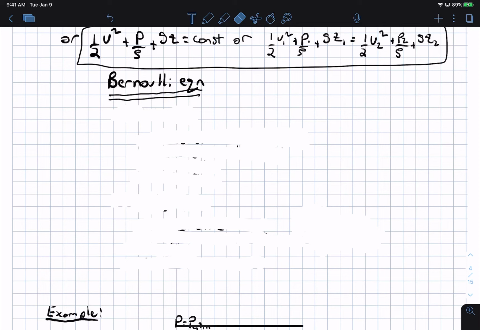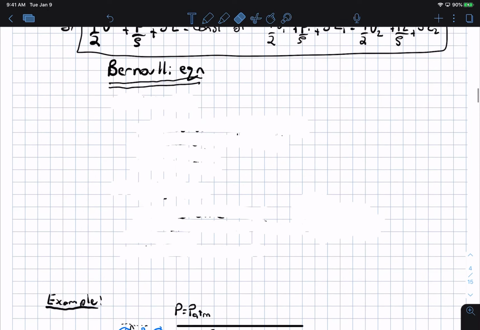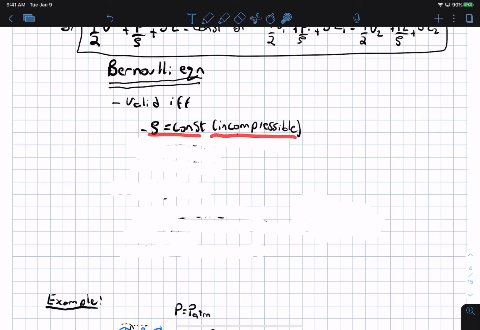So you guys have used this before in high school and college physics, definitely. But here we very formally derived it, and it is valid. And so we basically layered 4 main assumptions needed to derive the Bernoulli equation. And it is valid if and only if, 1, density is constant, and that's called incompressible flow. And we'll discuss more about incompressible flow later on.